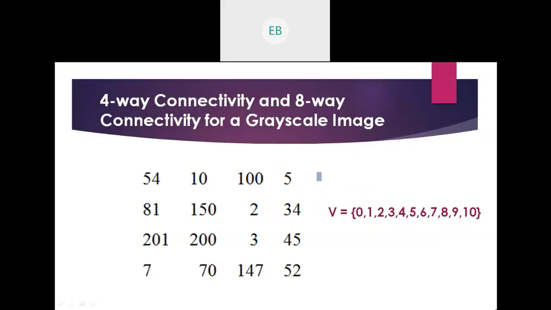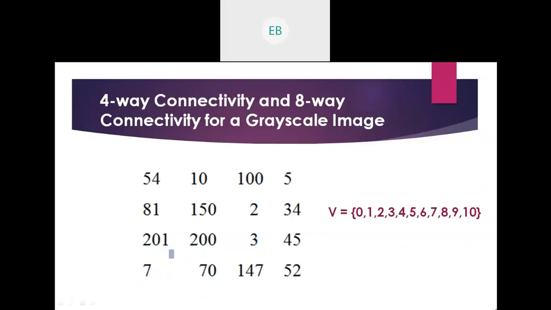Similarly, suppose I take this 7. Can you say whether this pixel is connected to other pixels or not by looking at this image? Can anyone tell? No, ma'am. Why no? Because in the range there is no pixel connecting vertically, diagonally or horizontally. It may have neighbors, but they are not contained in this set. Neither 201 nor 200 nor 70 is present in this set, so 7 is not connected to any pixel.